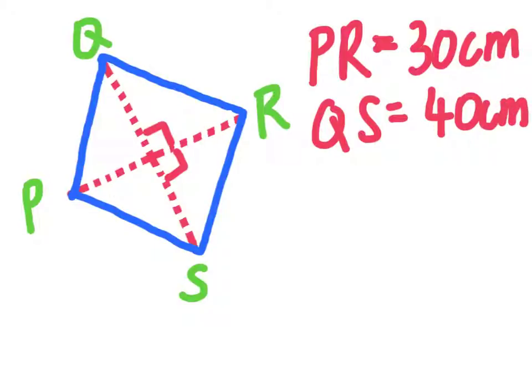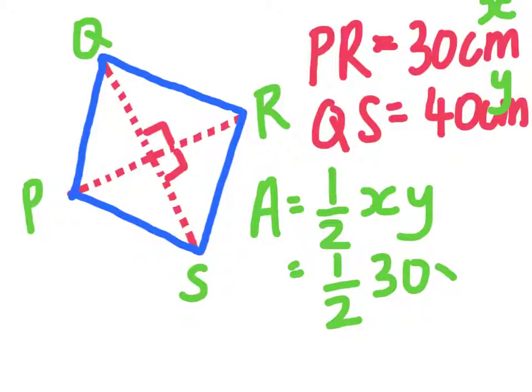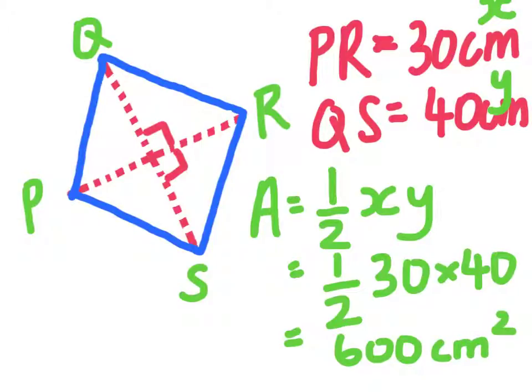And remembering our rule, the rule is area equals half xy, and PR will be our x and QS will be our y. So we substitute into the rule: half multiplied by 30 multiplied by 40 equals half of 30 is 15. 15 multiplied by 40 is 600, so the area is 600 centimetres squared.